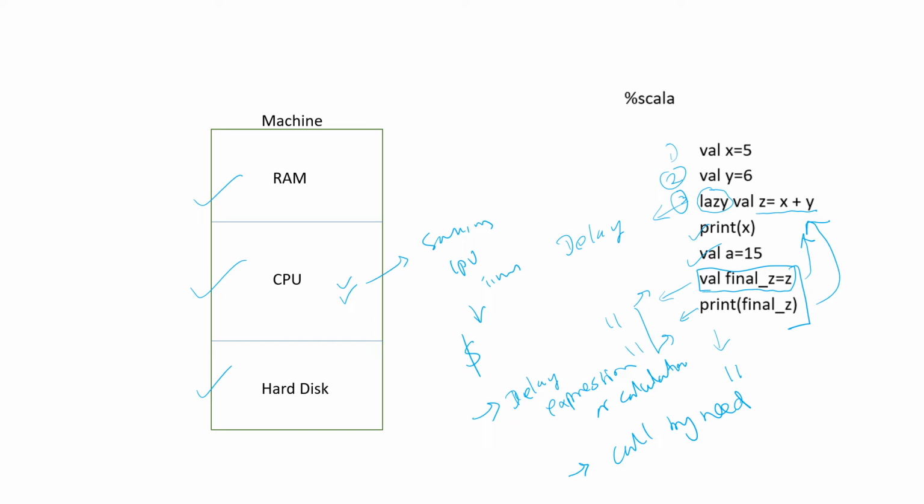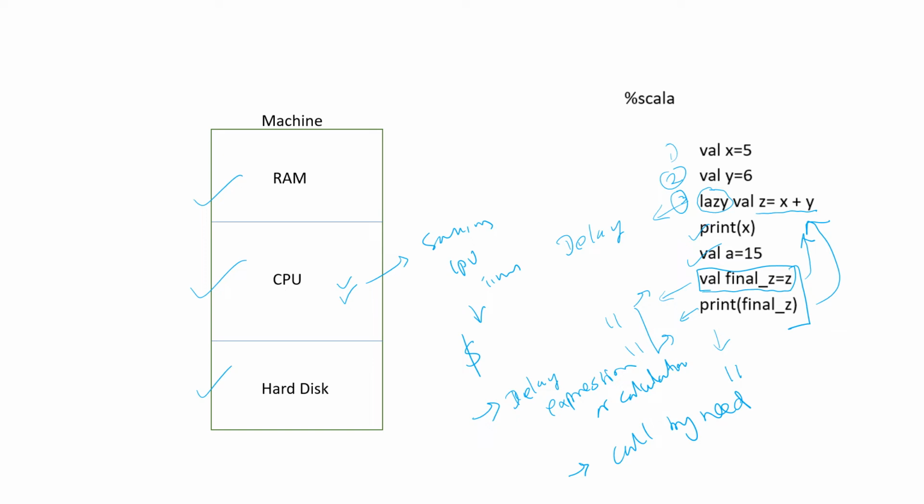I hope you understand what lazy evaluation is. Lazy evaluation is something where you are delaying an expression. If it is not really needed, don't calculate it. And one more thing: if you need that value again and again, don't evaluate or calculate it again and again. You calculate one time, store it in memory, and move forward, so you can reuse it. That is your lazy evaluation.